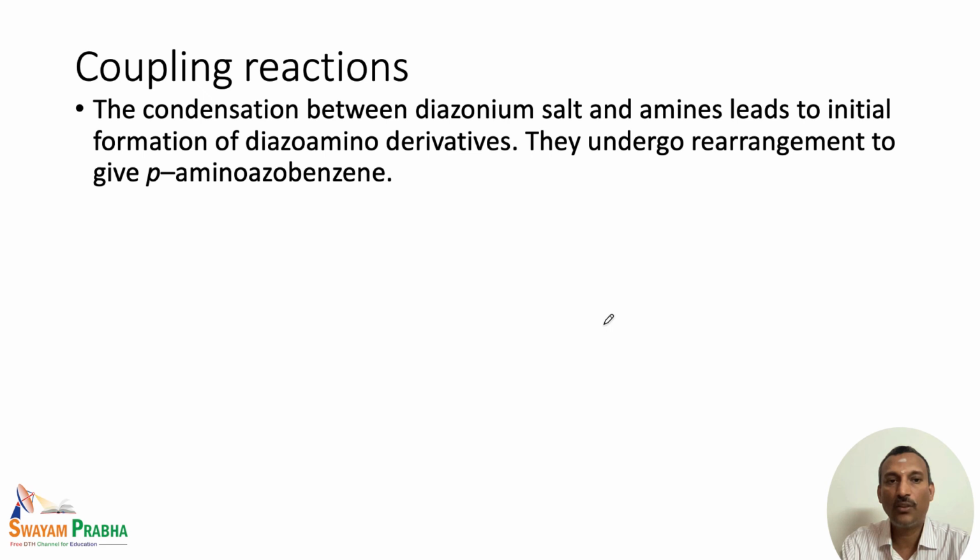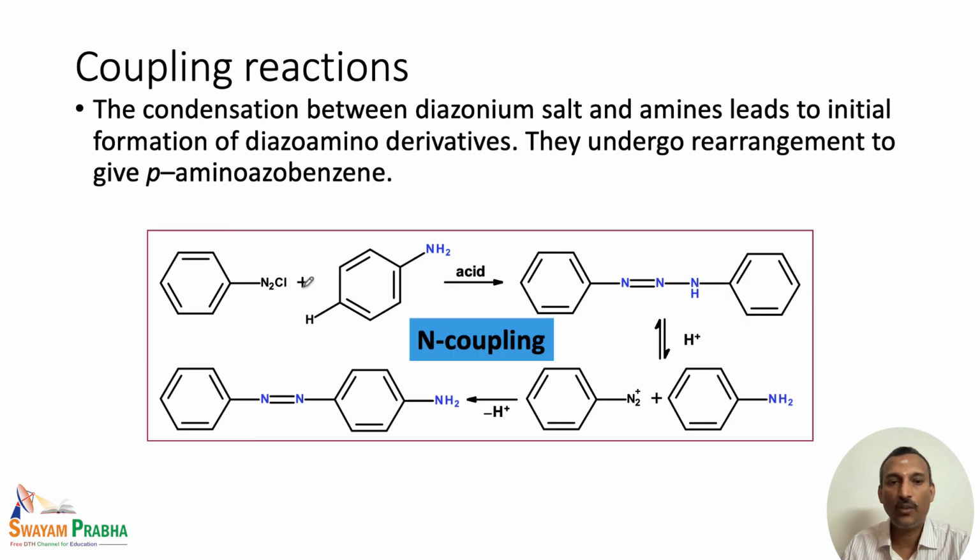The next one is the N coupling reaction. In this particular case the condensation happens between the diazonium salt and the corresponding labile compound. Here, instead of this particular hydrogen undergoing reaction, it is this nitrogen which actually undergoes the reaction with the diazonium salt. So we have a reaction as shown here, and this nitrogen is the one which reacts with the diazonium salts. This is what leads to nitrogen coupling.